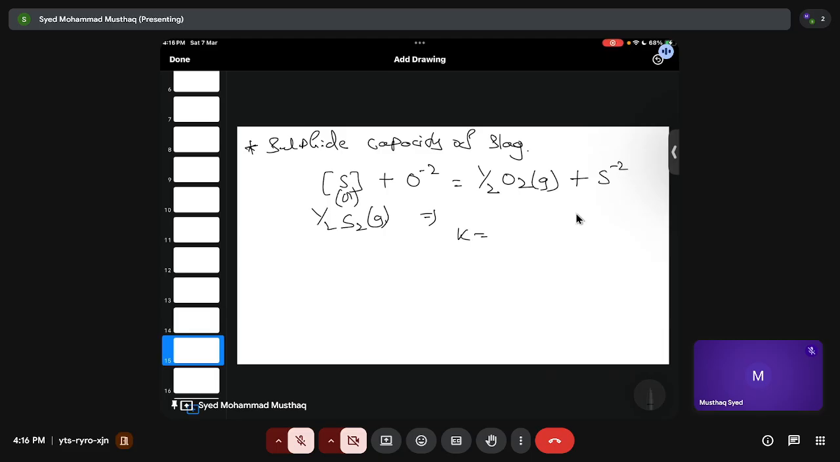Then it will become the activity of S2, and if I'm talking about gases, then it will be the partial pressure of oxygen and the partial pressure of sulfur. And here mole fractions and activity coefficients also come into the picture. So depending upon the partial pressure of oxygen and the partial pressure of sulfur, your slag will define the amount of sulfide it can take.